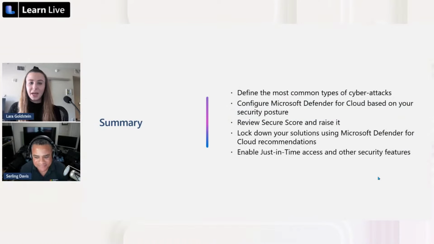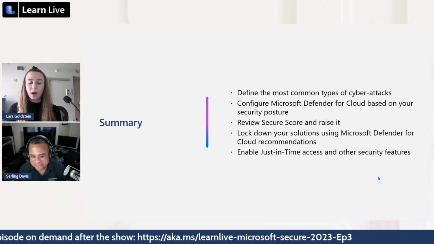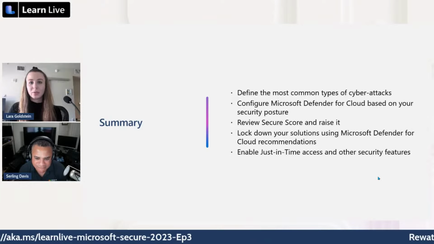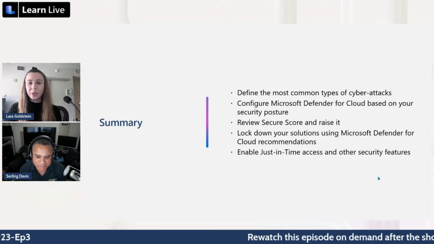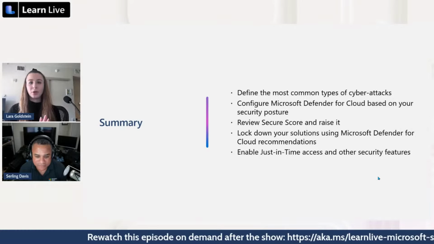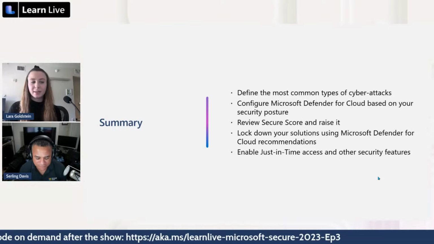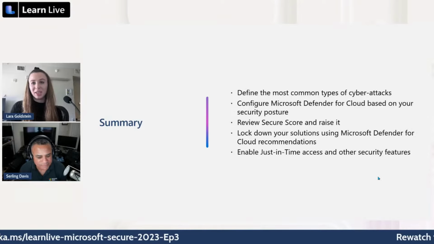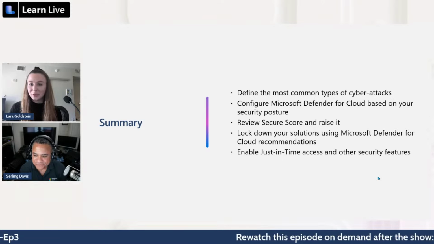So in summary, and we already wrapped this up pretty well, we learned the MITRE ATT&CK framework and the most common types of cyber attacks. We learned how to configure Defender for Cloud, understand your security posture, review your secure score, raise it up, lock down your solutions and systems using Defender for Cloud recommendations, and protect yourself against brute force attacks by enabling just-in-time virtual machine access.